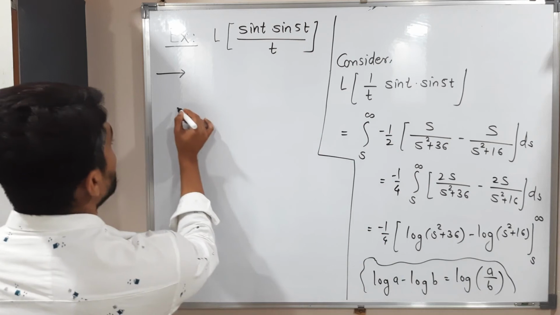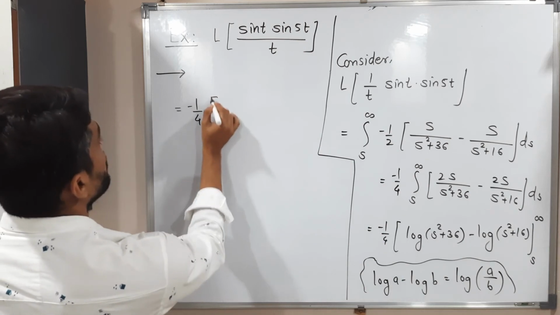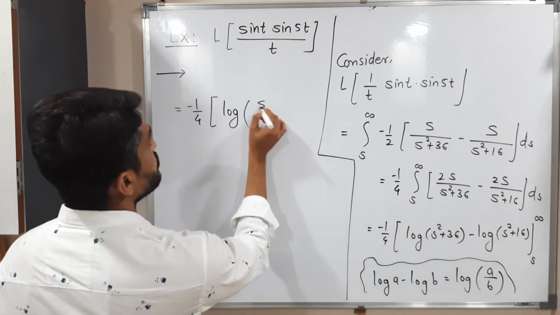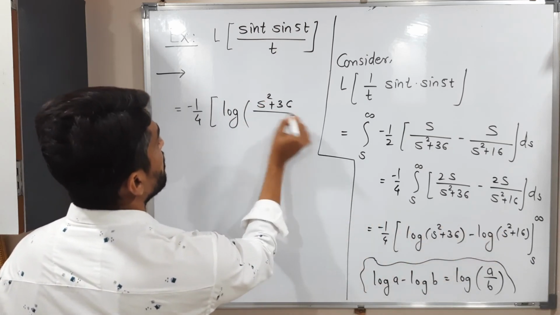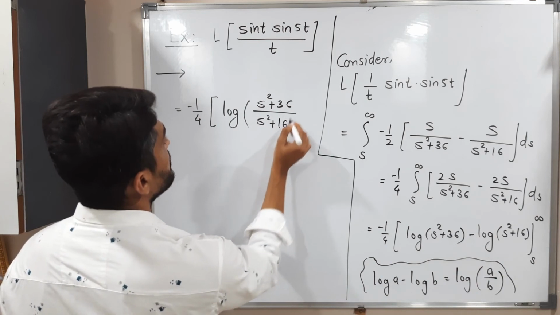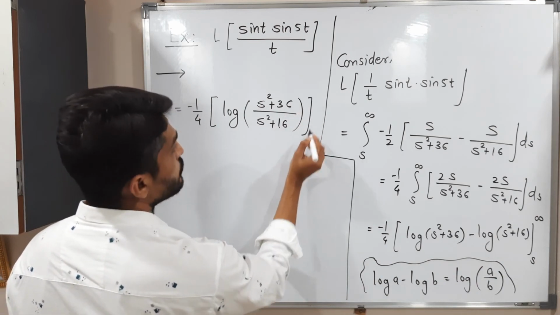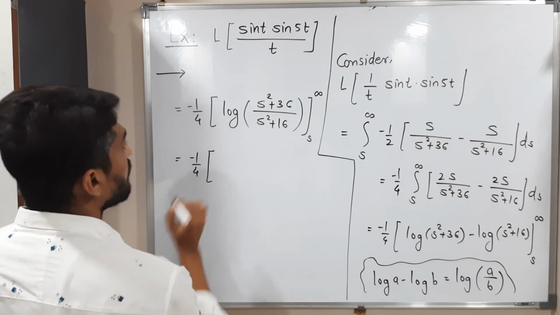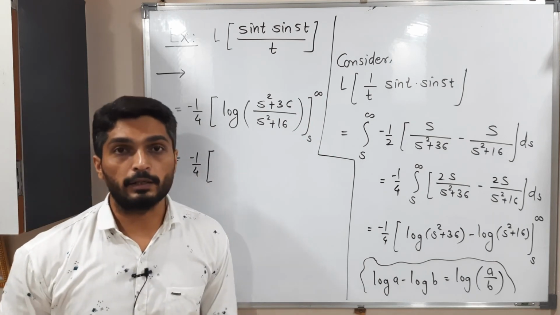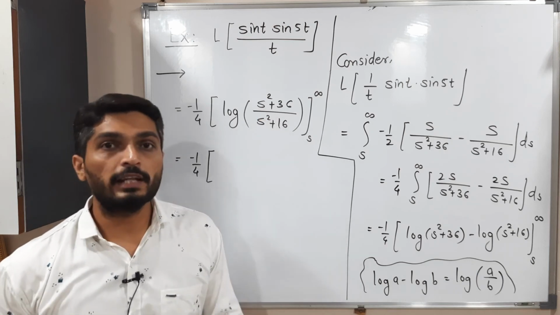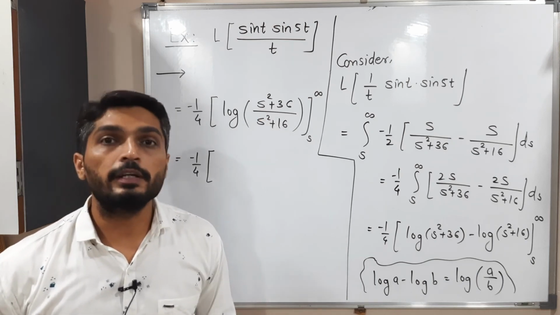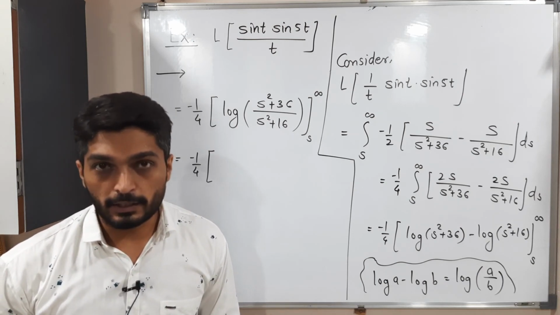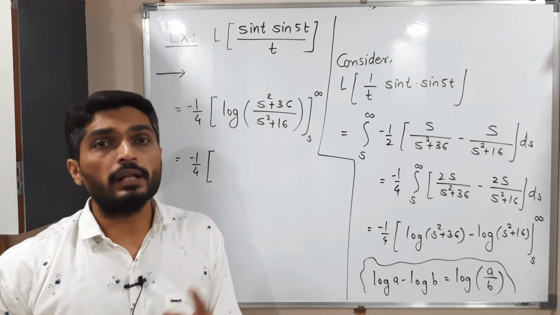See what will happen, let us see, minus 1 by 4. So it will be log a upon b, first bracket upon second bracket. So s square plus 36 upon s square plus 16 with limit s to infinity. So this is equal to minus 1 by 4, right? After that, so now we can put upper limit. But if you put upper limit here, you will have infinity at numerator, infinity at denominator. So that means indeterminate form, and L'Hospital's rule is applicable here. So by solving it, you will have 1 and log 1 is 0.